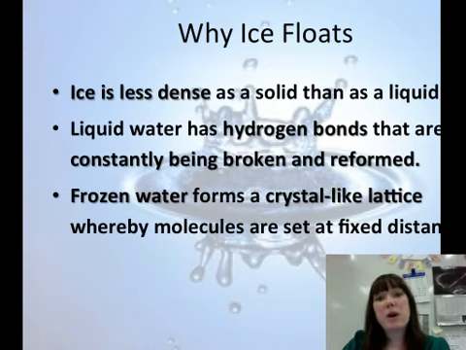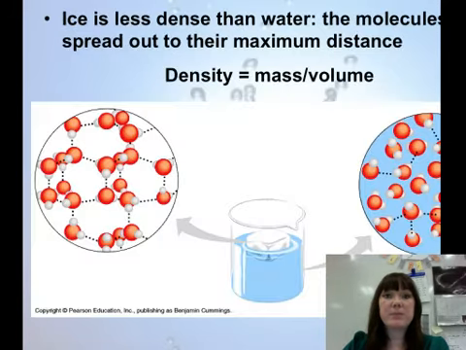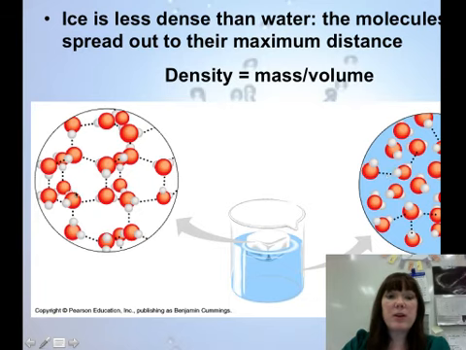Another unique property of water is that when it's in its solid form, it is less dense than it is as a liquid. And that's not true for many substances. And this is because liquid water has these hydrogen bonds that are constantly being broken and reformed. So frozen water actually has a crystal-like lattice structure whereby the molecules are set at fixed distances. So ice ends up being less dense than water. So if we look over here, in a liquid, the molecules are actually a little more free to move around, and here in a solid we have that set pattern.